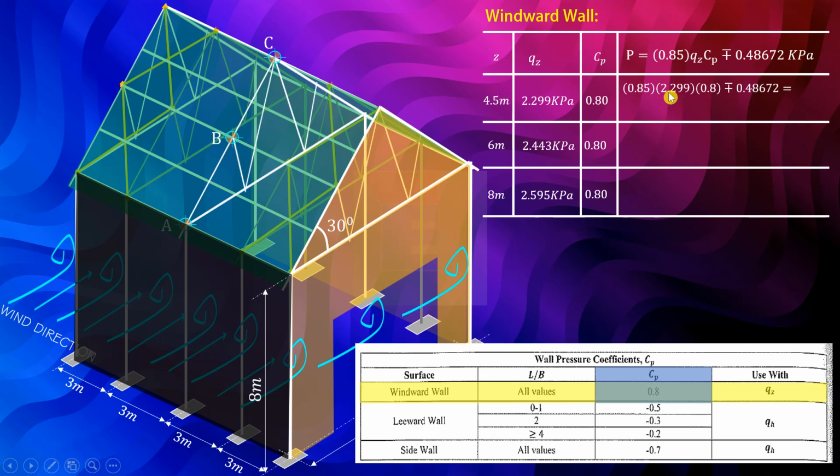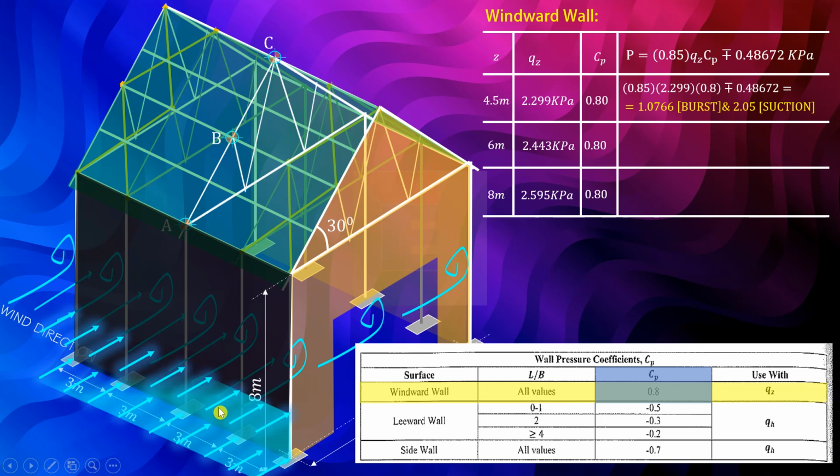So we have 0.85 times 2.299 times 0.8 minus plus 0.48672. So therefore we have 1.0766. So considering the minus, so we are considering the worst condition. If we use plus, so we have 2.05 for the suction. So bali ito yan, na portion.